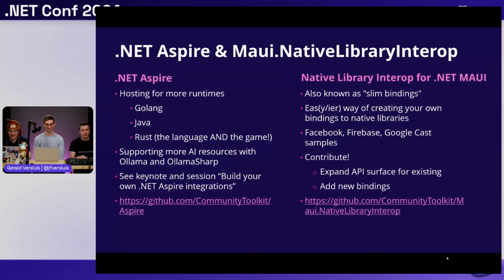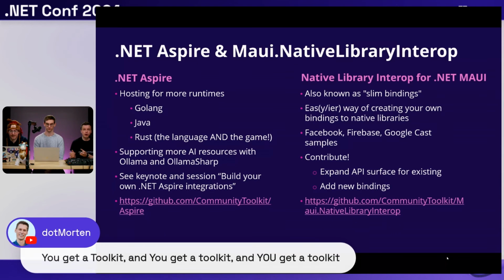And then the native library interop for .NET MAUI, previously known as slim bindings. And this will really help you to make it a little bit easier because it's still a hard process to go through. The way the whole .NET MAUI stuff works is we create bindings to interact with the native APIs on iOS, Android, and Windows, right? This project will make that a little bit easier. Hopefully, people will pitch in and make those bindings available for everyone. Like, I'm going to do the work, I'm going to share that with the world. That's what open source is all about.